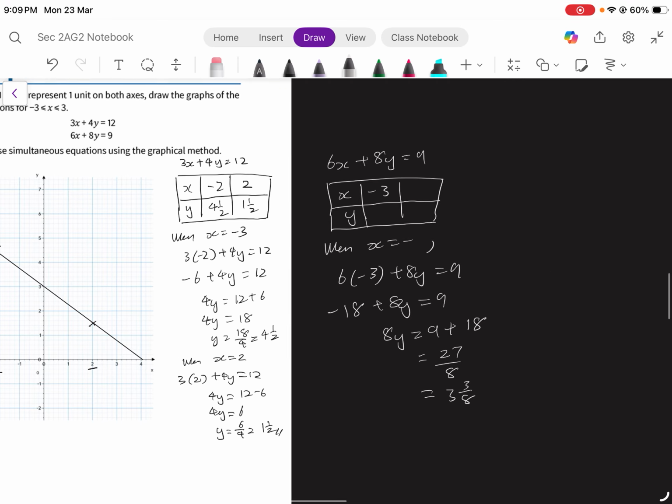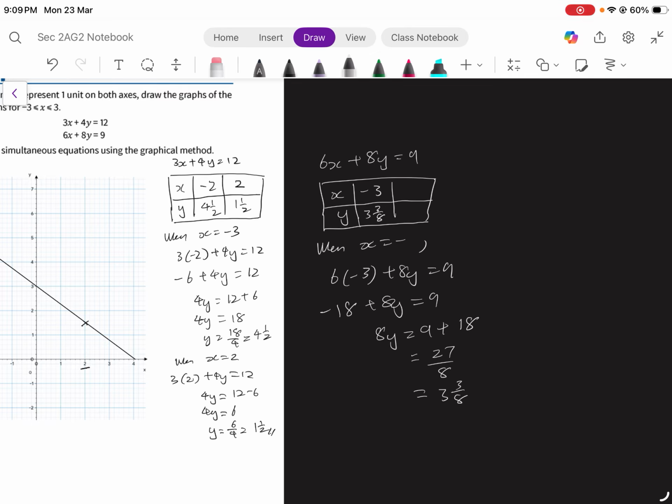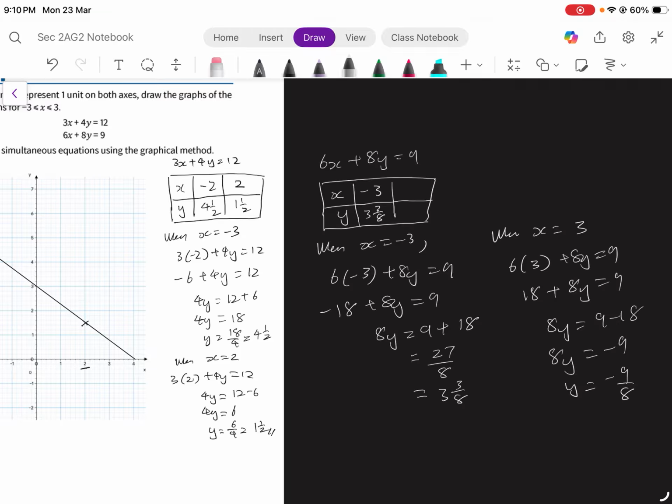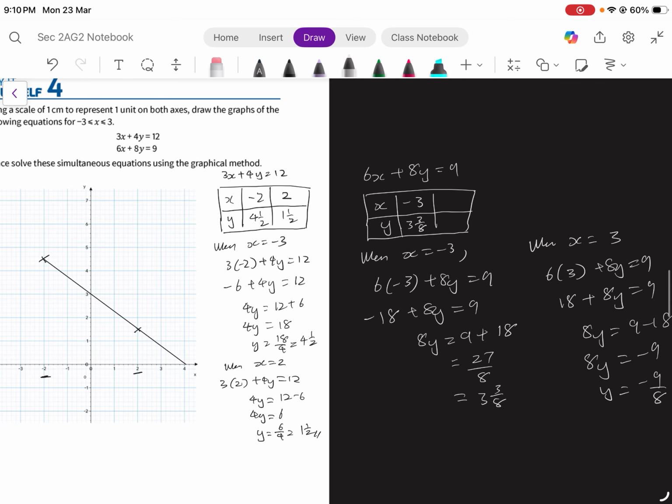Anyways, let's try the other one. So when x equals 3, 6 times 3 plus 8y equals 9. So again, 18 plus 8y equals 9. 8y equals 9 minus 18, which equals minus 9. y equals minus 9 over 8. Okay, so this makes it a bit difficult, because of the equation. Minus 9 over 8.